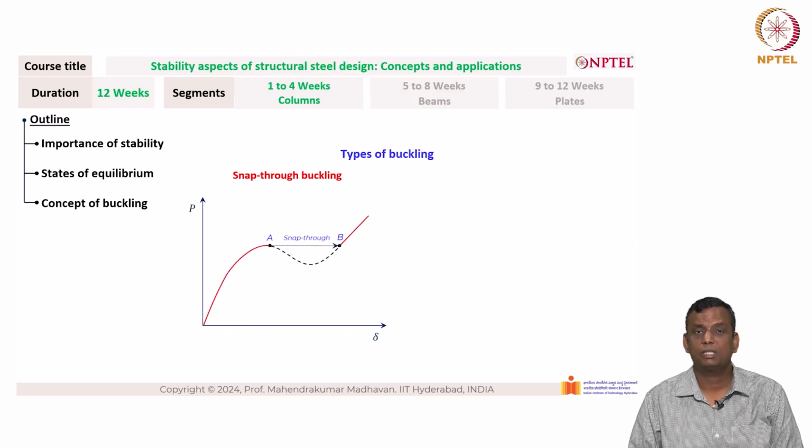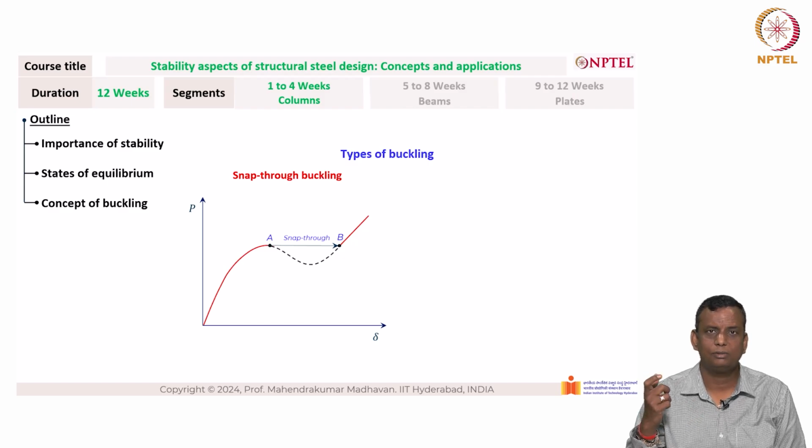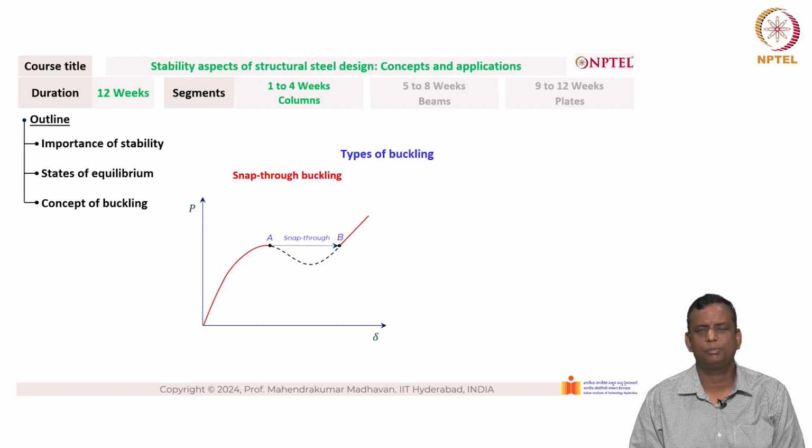We will also talk about snap through buckling, where it goes from point A to point B suddenly, and this phenomenon is called snap through buckling. You can experience snap through buckling using a Coke can. When you press a Coke can, you will see that there is a sudden change in geometry, which typically is an example of snap through buckling.